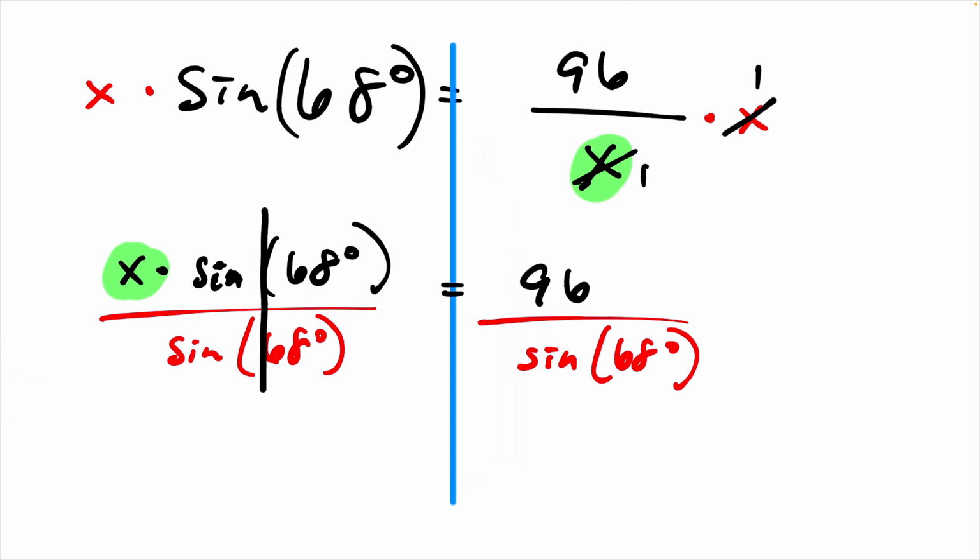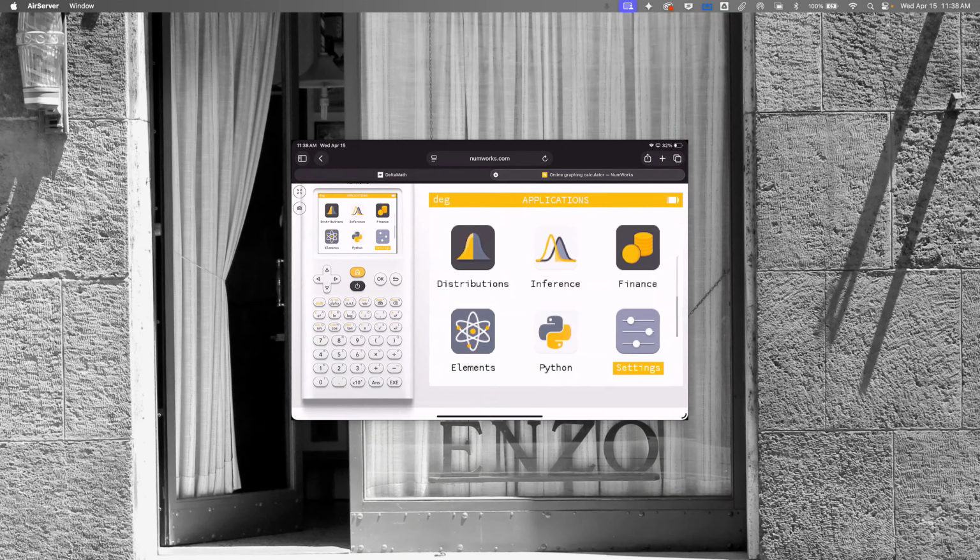Anything divided by itself makes a 1. So we have 1x. Now we got to go to the calculator. So you're going to go to your calculator now. Okay? So in our calculator, we're going to put this, 96 divided by sine of 68 degrees. Okay? So I'll do this one with you. If you know what you're doing, go for it. But if you're not sure, I'm going to do it with you.